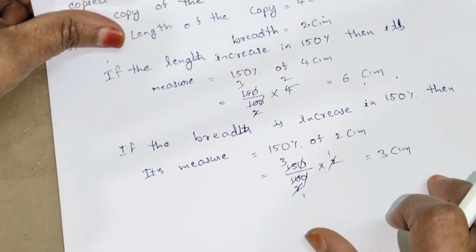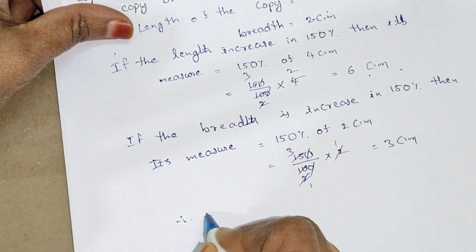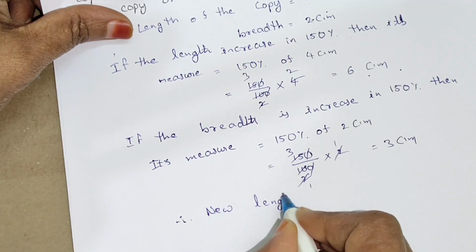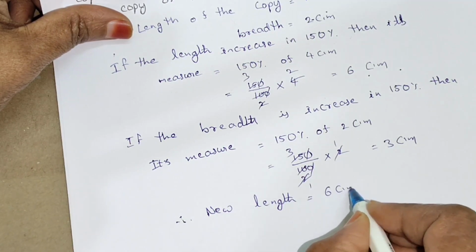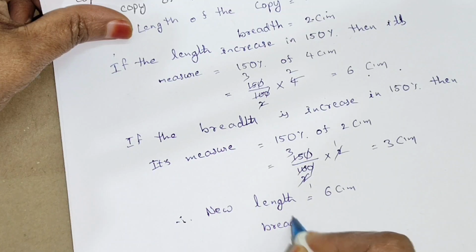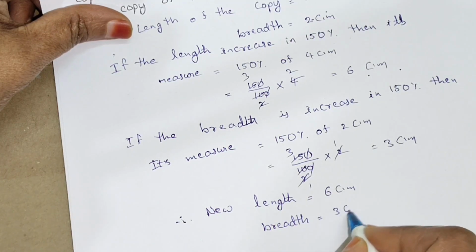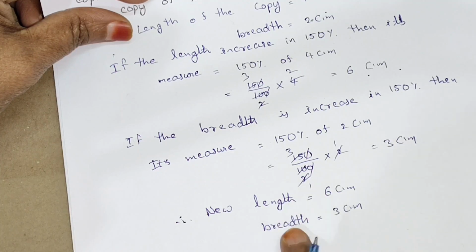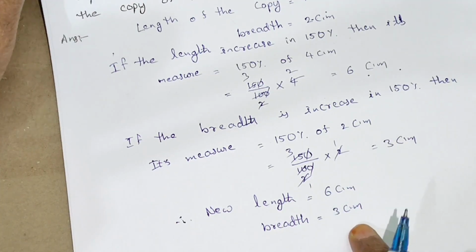So reducing after new length and breadth. Here 150 percentage increasing after new length: length equal to 6 centimeters. Next breadth equal to 3 centimeters. 150 percentage increasing after new measurements, length and breadth: 6 centimeters and 3 centimeters.